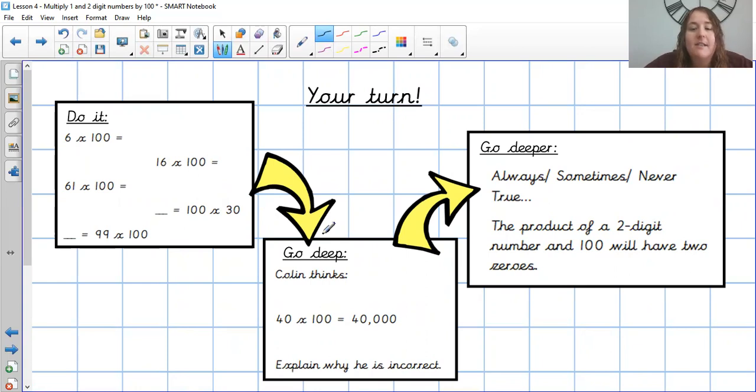This time it asks the product or the multiplication of a 2-digit number and 100 will have 2 zeros. Will it always, sometimes, or never only just have 2 zeros? And again, you can think about some numbers yourself to prove that is always or never or sometimes true. Good luck with those, and just remember to come back at the end for the learning pit. Off you go.